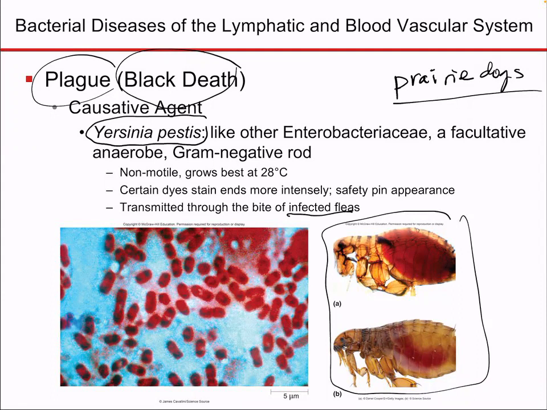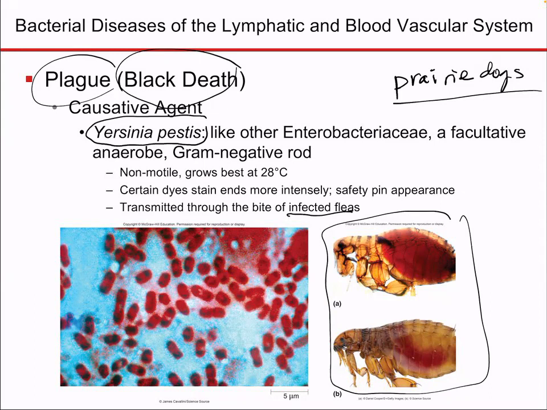So in the case of plague outbreak, many rodents die after being bitten by infected fleas, and then the fleas are forced to search for other sources of food, like, for example, human blood. And then now humans get infected, and we are considered terminal hosts.